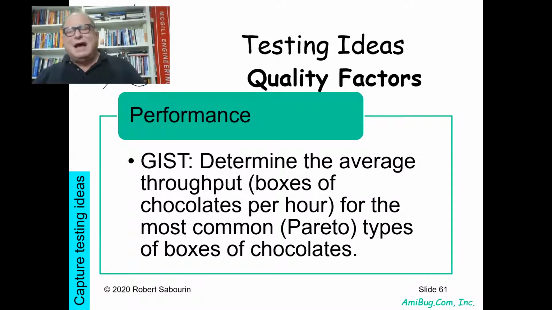Performance. Determine the average throughput, boxes of chocolates per hour, for the most common, what we call the Pareto types of boxes of chocolates. The Pareto analysis finds you the 20% of the transactions that happen 80% of the time. You'd study lots of production logs to learn this number. And then you're running that set, the most common ones, to try to measure the throughput of the device.